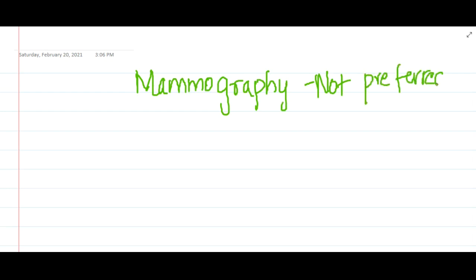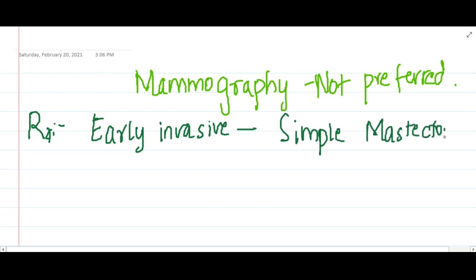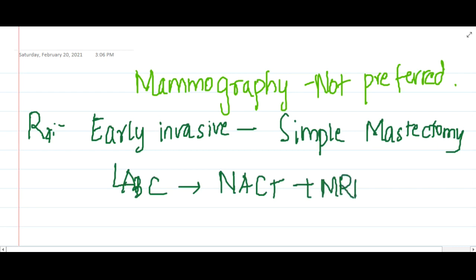Then we will see the treatment. Treatment in pregnancy is very important. If it is an early invasive breast cancer, then simple mastectomy should be done for the treatment. And if it is a locally advanced breast cancer, then we should give neoadjuvant chemotherapy with modified radical mastectomy, and radiotherapy should be given.